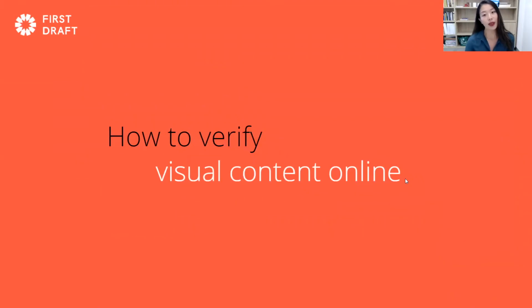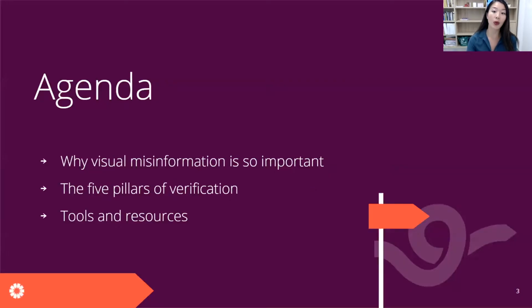So today we're going to talk about how to verify visual content online. And to begin with, we'll talk about the power of visual media. Then we'll look at some examples of visual misinformation. And then we'll also highlight the 5 pillars of verification, as well as some useful tools and resources.